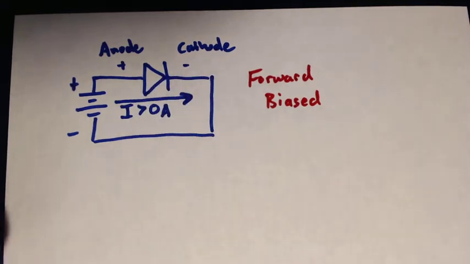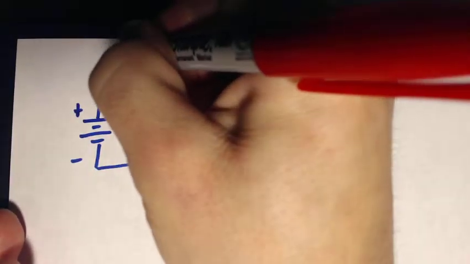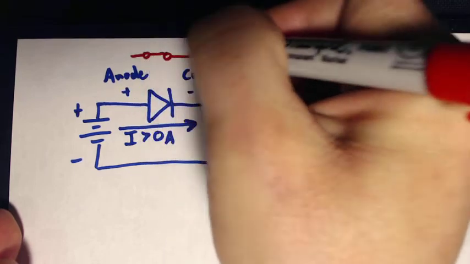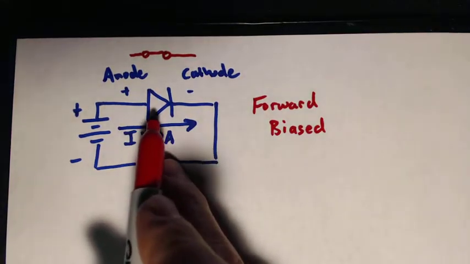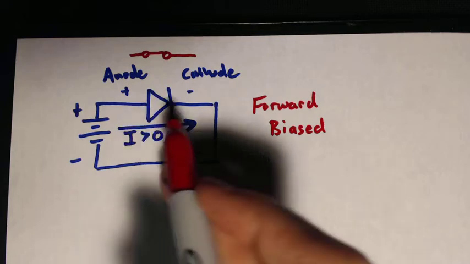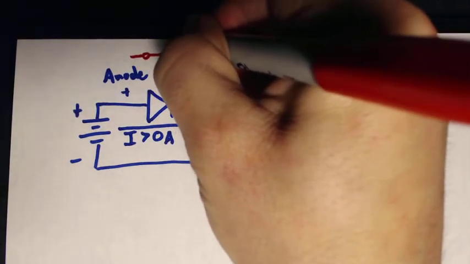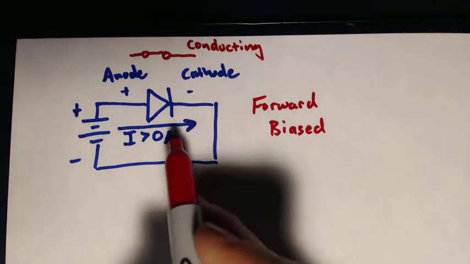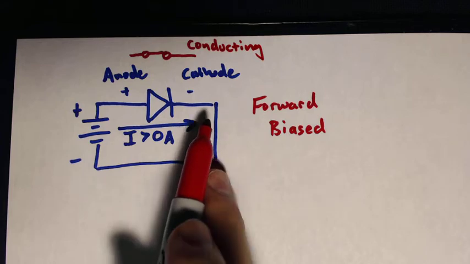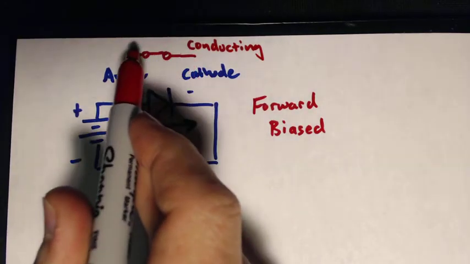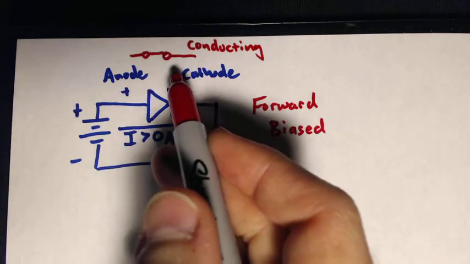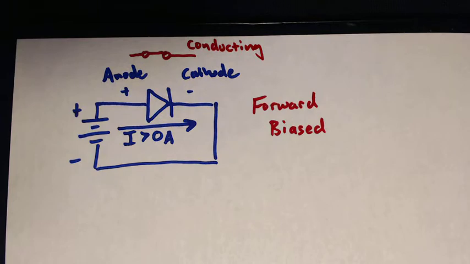And in fact, we can treat this for right now like a closed switch, okay? Because the current is flowing, this diode is conducting, and so it's allowing the current to flow through. And in fact, when we treat a diode like just a simple switch as being open or closed in this case, we refer to that as the first approximation.